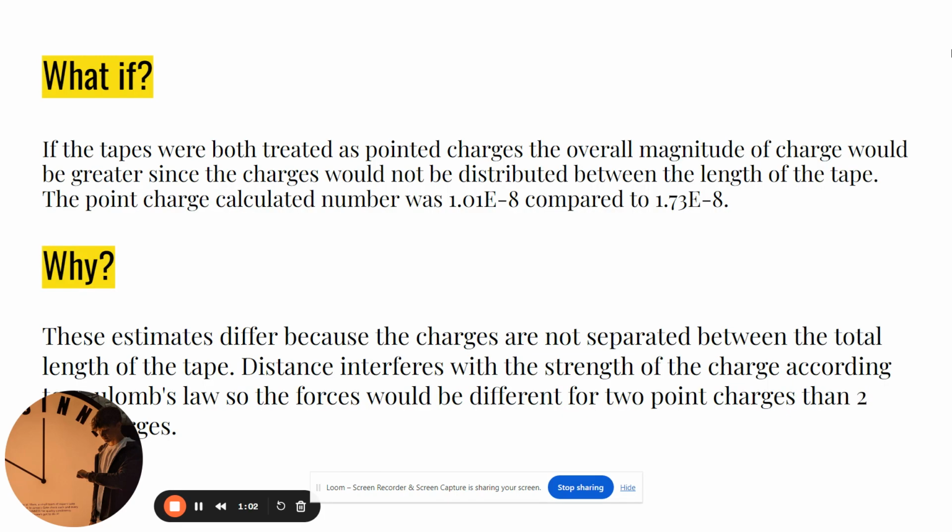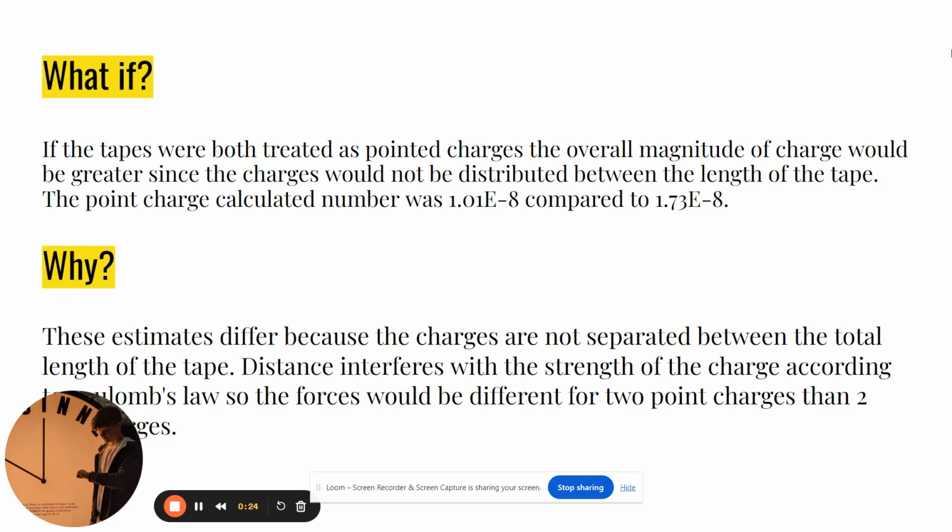For discussion: what if the tapes were both treated as point charges? The overall magnitude of the charge would be greater, since the charges would not be distributed along the length of the tape. The point charge calculated number was 1.01 times 10 to the negative 8th, compared to 1.73 times 10 to the negative 8th. This is because the point charge is ultimately going to be different, since the distance is changed between the charges instead of it being spread out over the point charges. These estimates differ because the charges are not separated along the total length of the tape.